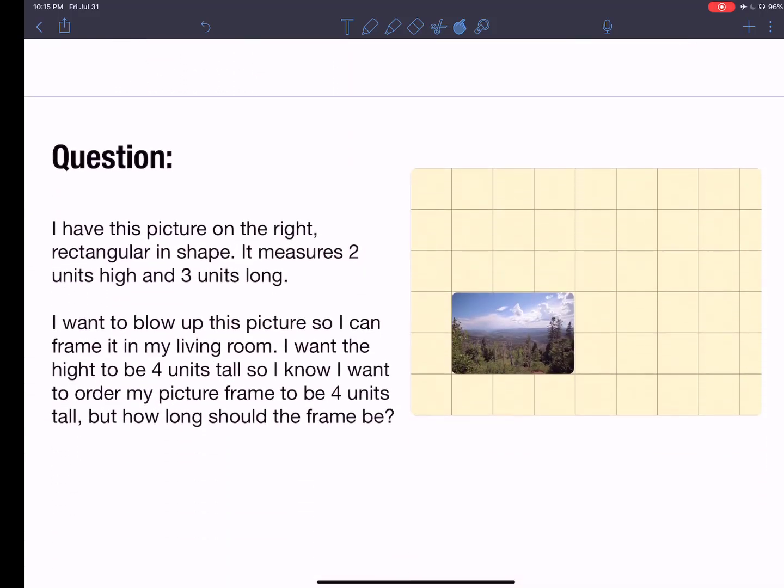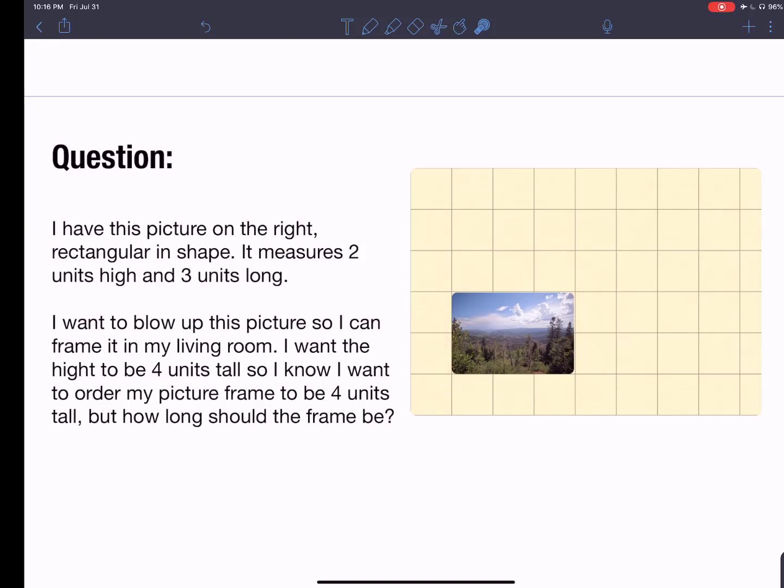So here's a question. I have this picture on the right. It is a rectangle. It measures 2 units high and 3 units long. And I just kind of put a grid here in the background so that you can see that indeed it is 2 units high and 3 units long. So I want to put this picture in my living room, but right now it's too small. So you can imagine that this is kind of the wall that I want to put it in. So I decided that I want this to be 4 units high.